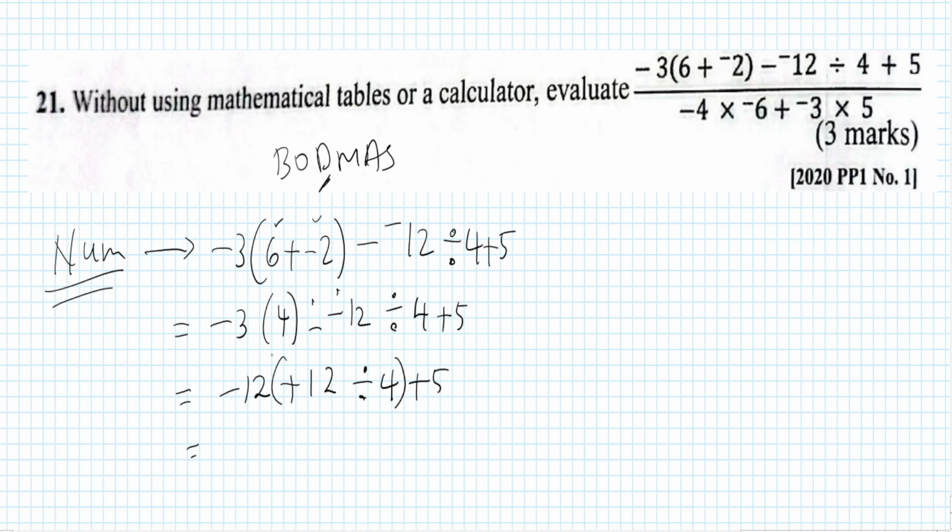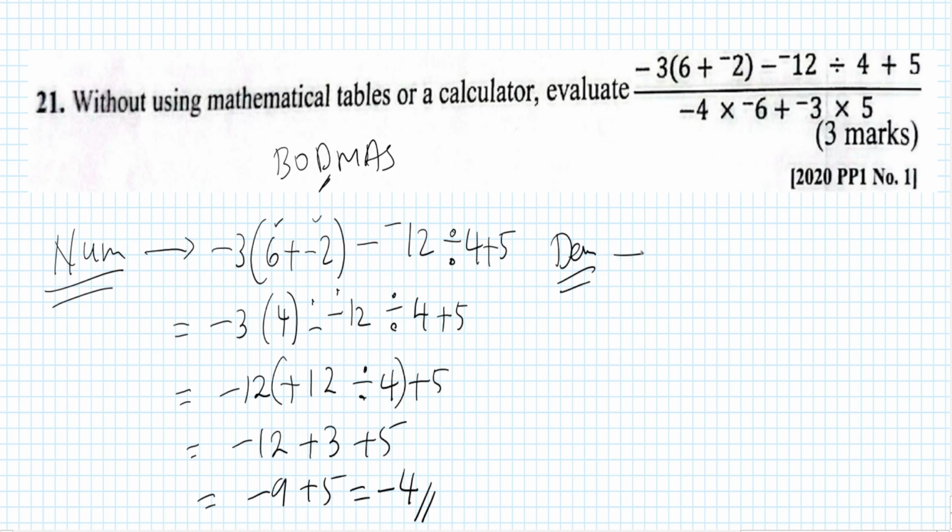So they think -12 plus 12 cancel out and give you 0, which is not the case. So plus 12 divided by 4 will give you plus 3 plus 5. So -12 plus 3 gives you -9 plus 5, which will give you -4. That's the numerator. Let's go to the denominator.